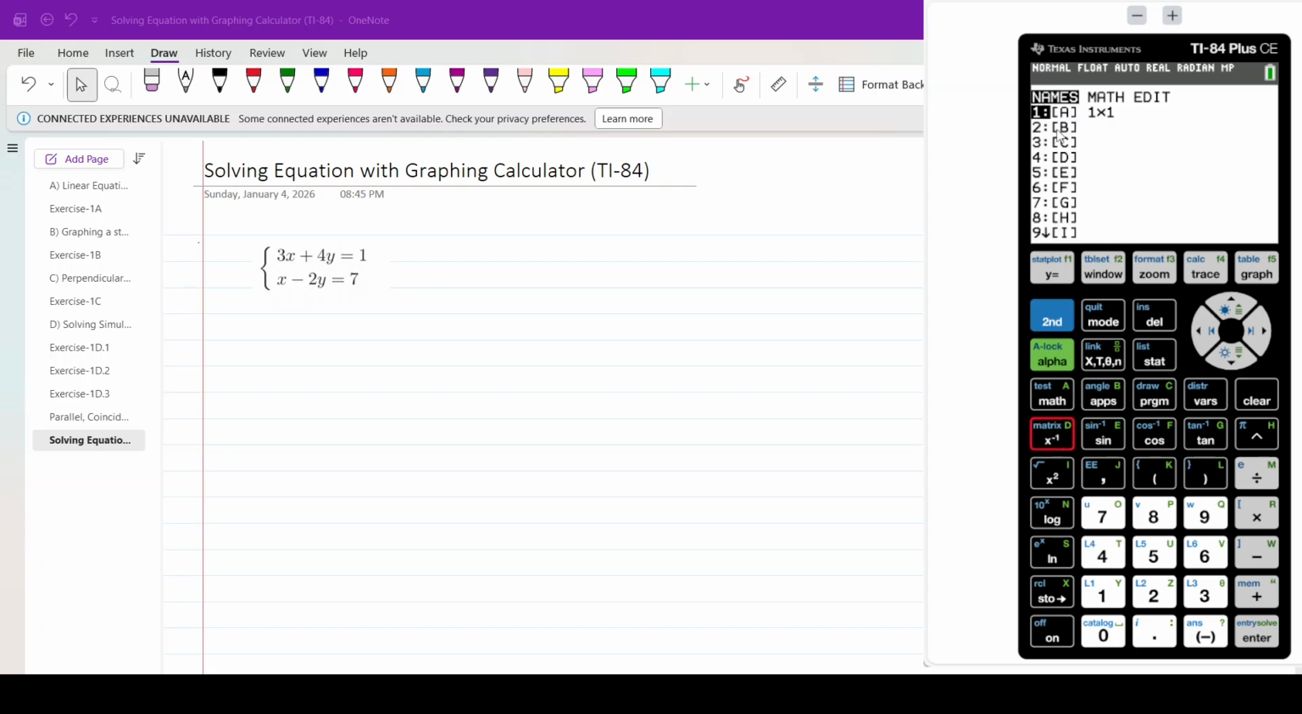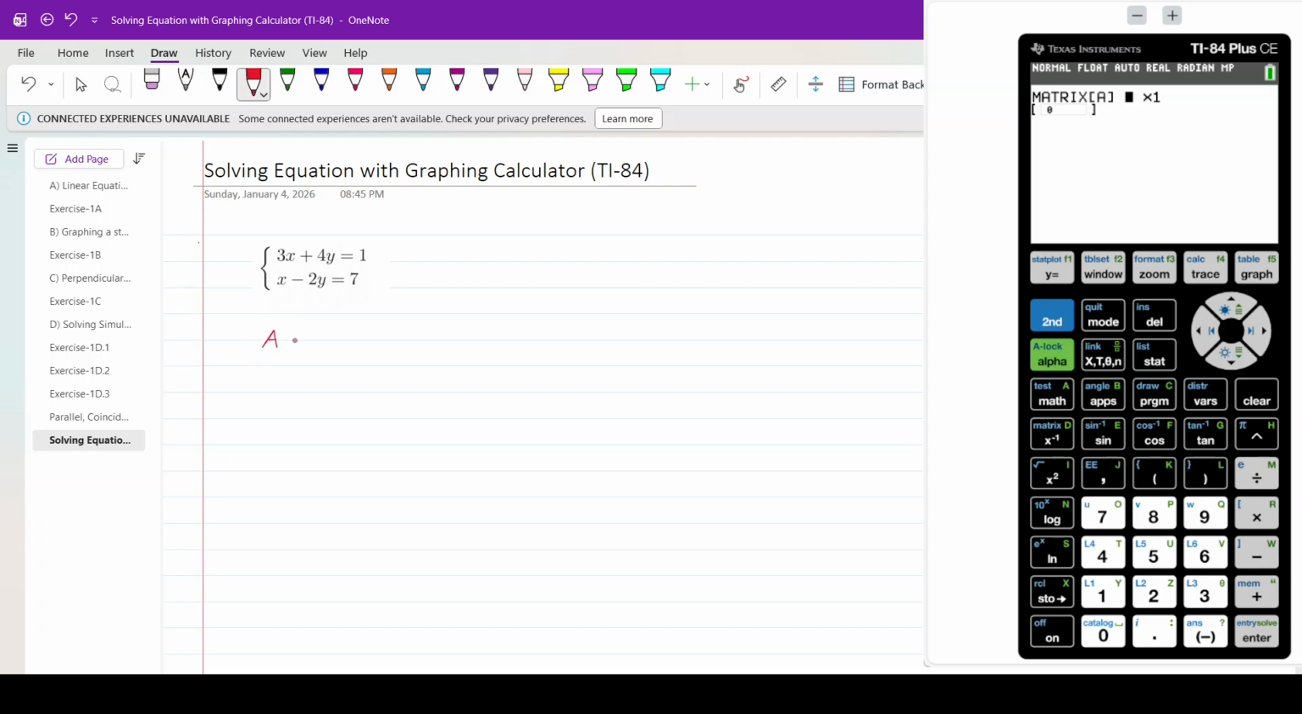Here we'll give the value of the matrix. So we'll go to edit first and then enter, and now we'll give the value of the matrix. What will be the value of the matrix? We have this system of equations. Now I'll show you how to get the value of this matrix.